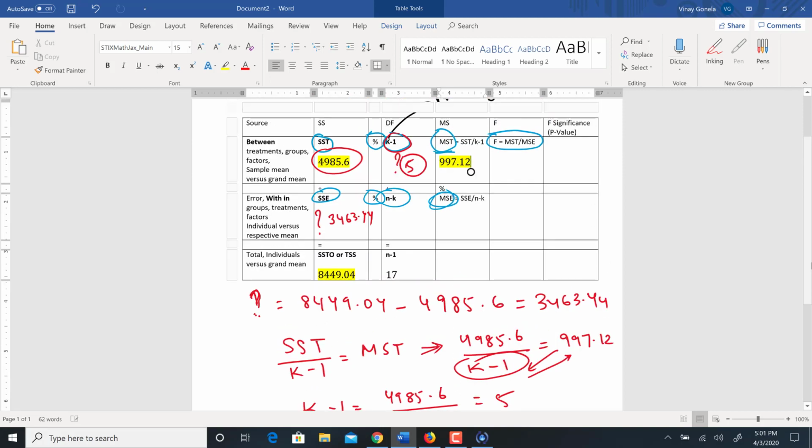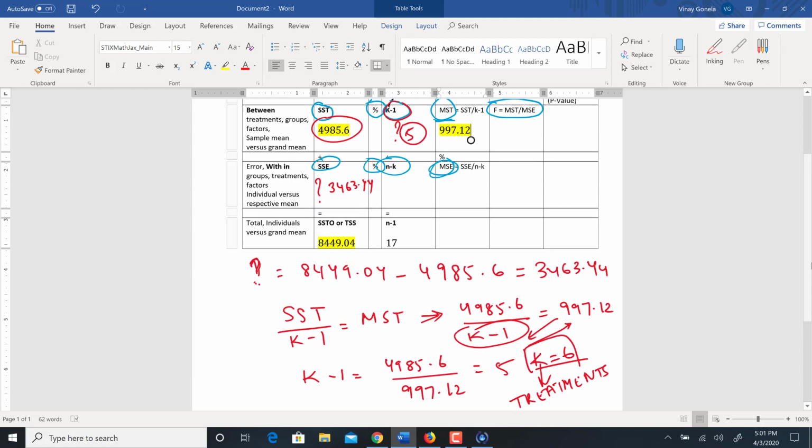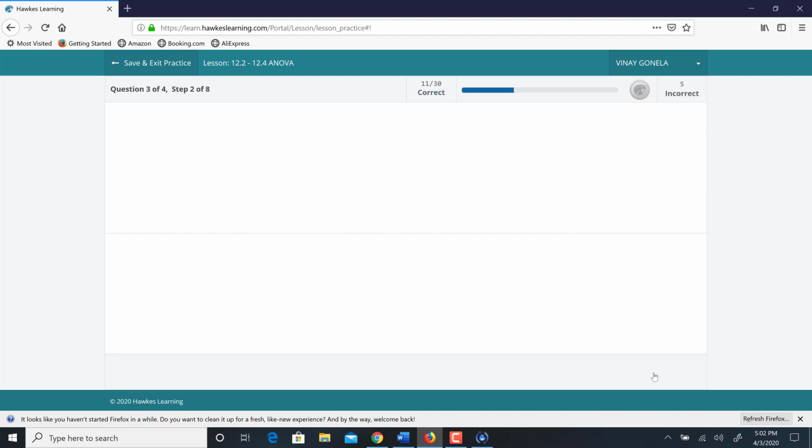So if this is 5, k is 6. That means you have 6 treatments or 6 groups or 6 populations in which you are comparing. So that is good. So I will put that as k. So here this value would be 5. So I will put 5 in this. So that would be good.